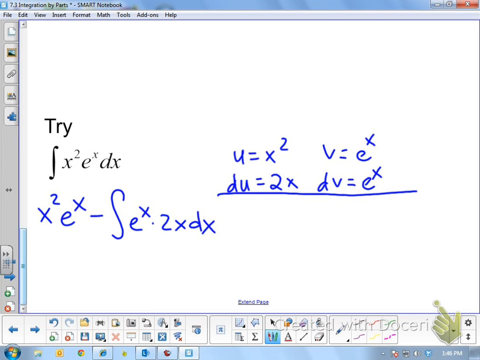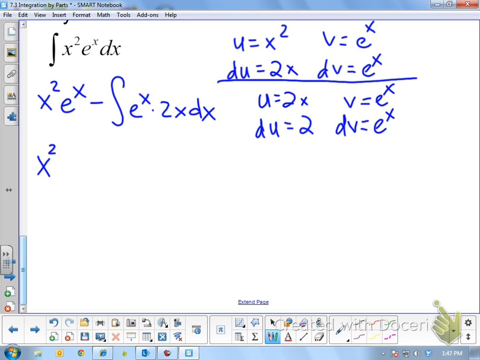And now we have to do it a second time. So what's our second u? 2x, which would make du 2. And dv again is e to the x, so v again is e to the x.